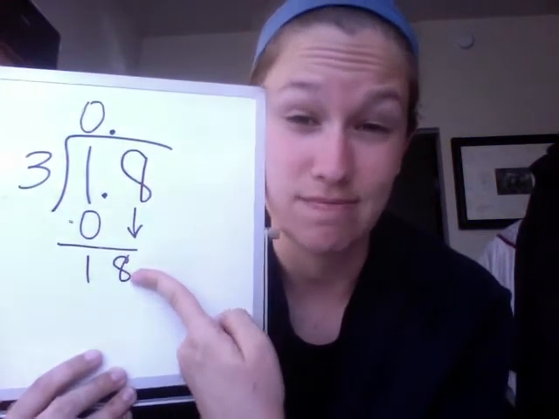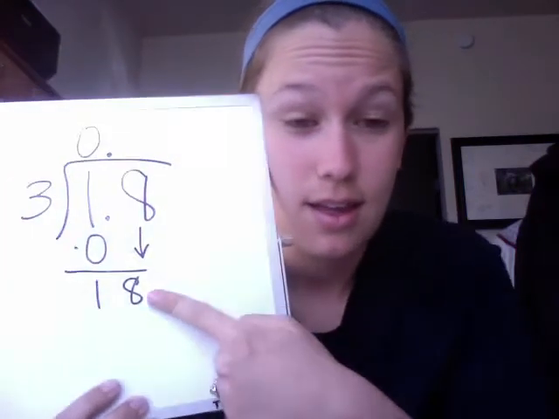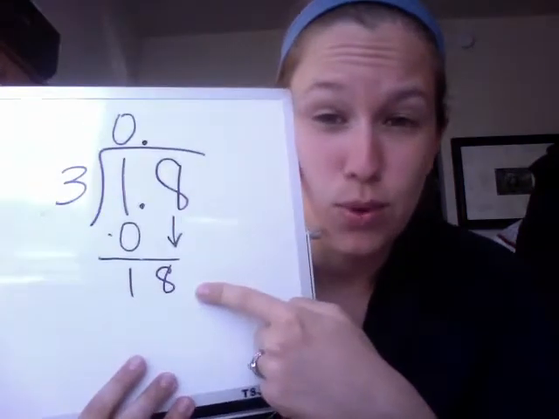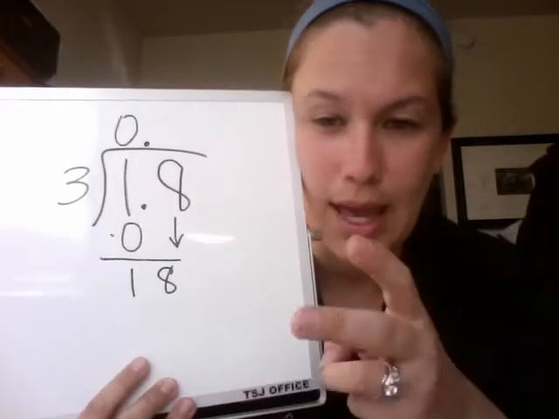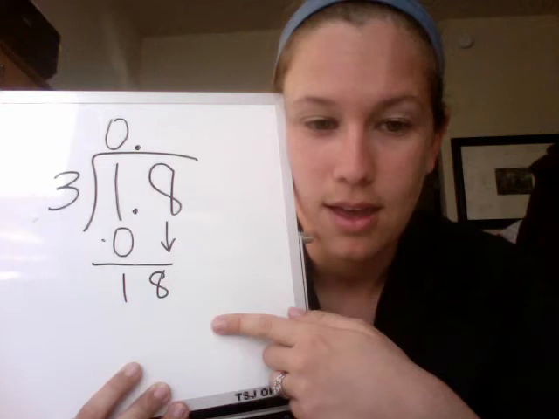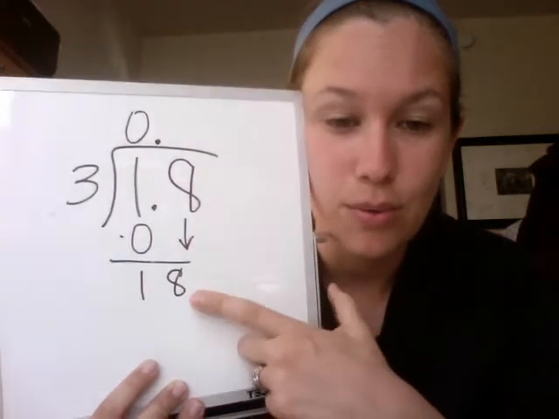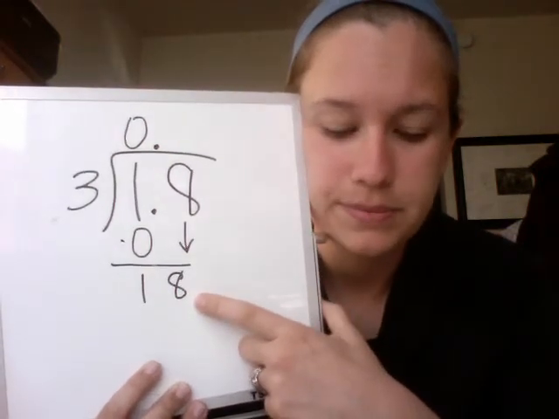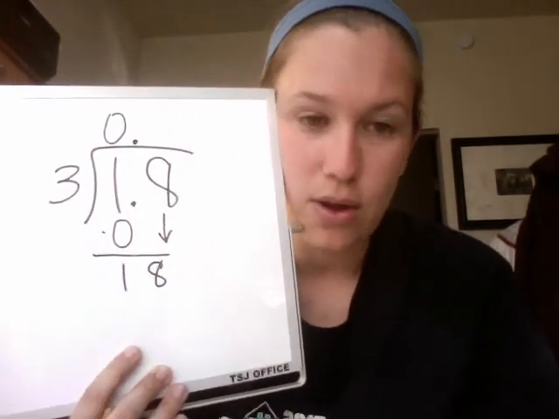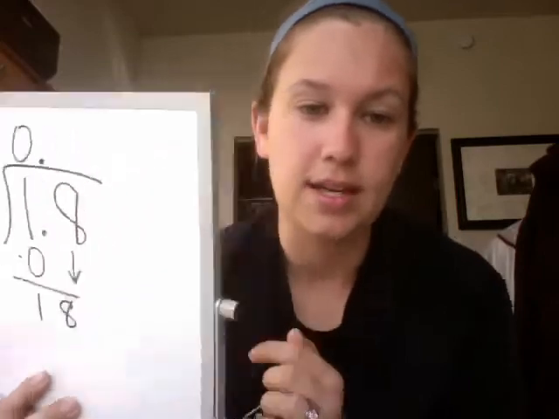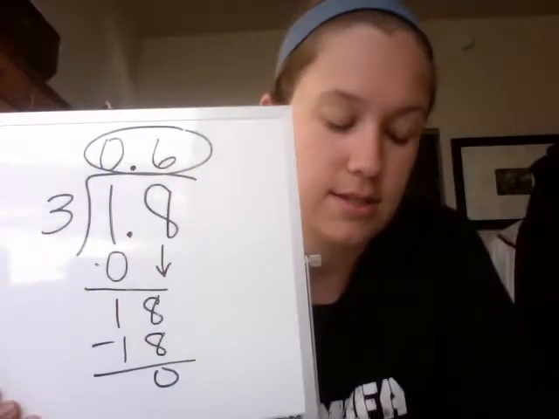There it is. There's my 18/10ths. That trading happens whether we know about it or not. Renaming, trading, same thing. But here it is. So again, I like to write it out, but that's what's happening. So now the question is, how many times does 3 go into 18? 6. 6 times 3 is 18. So my answer is 6/10.